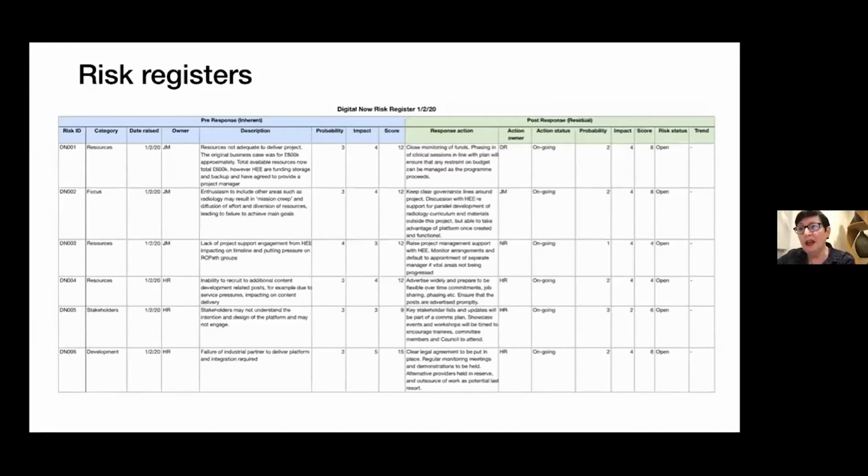So you need to have that residual risk after you've implemented the measures to control the risk. In this particular case, some you'll be able to control more than others.